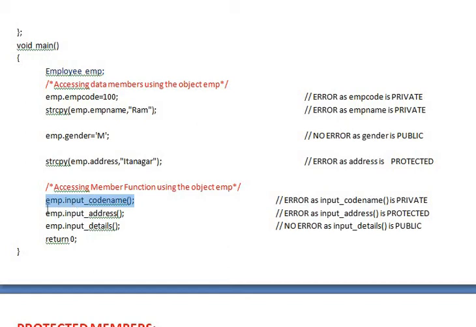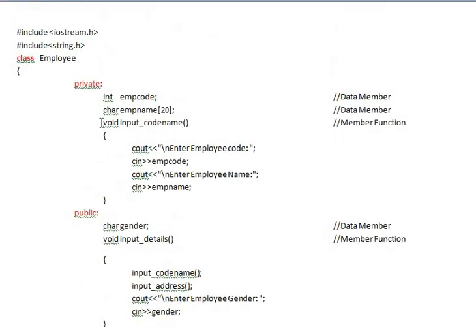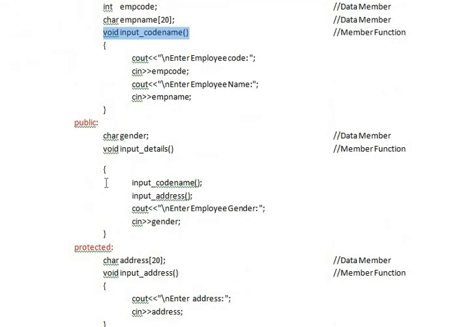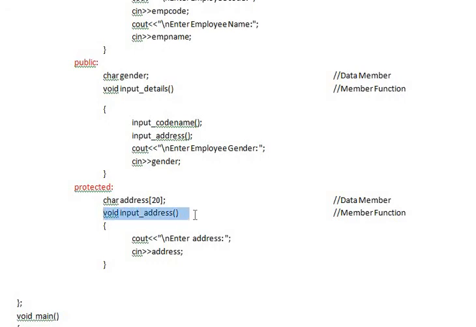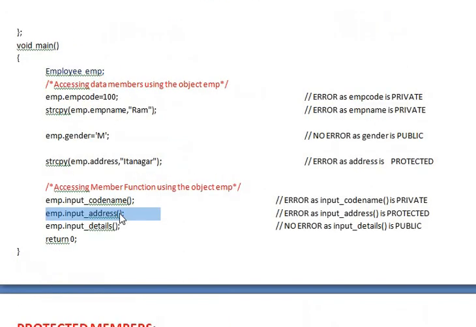In the same way, using the same object emp, when I tried to access the member function input address, the compiler has again generated an error message. It says the member function input address is protected. Just as the private member function cannot be accessed from outside of the class, in the same way the protected member function input address also cannot be accessed from outside of the class. So this statement has generated an error because the member function input address is protected.